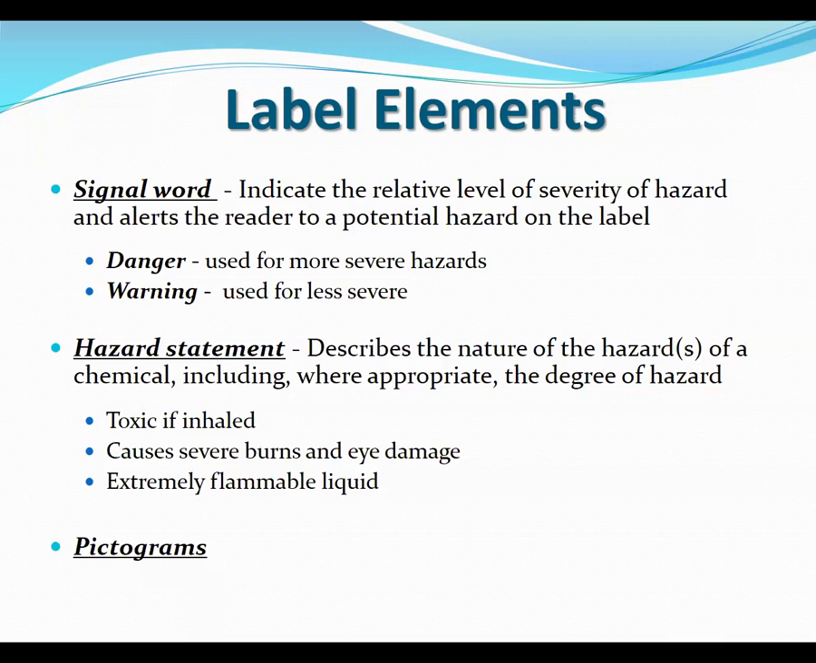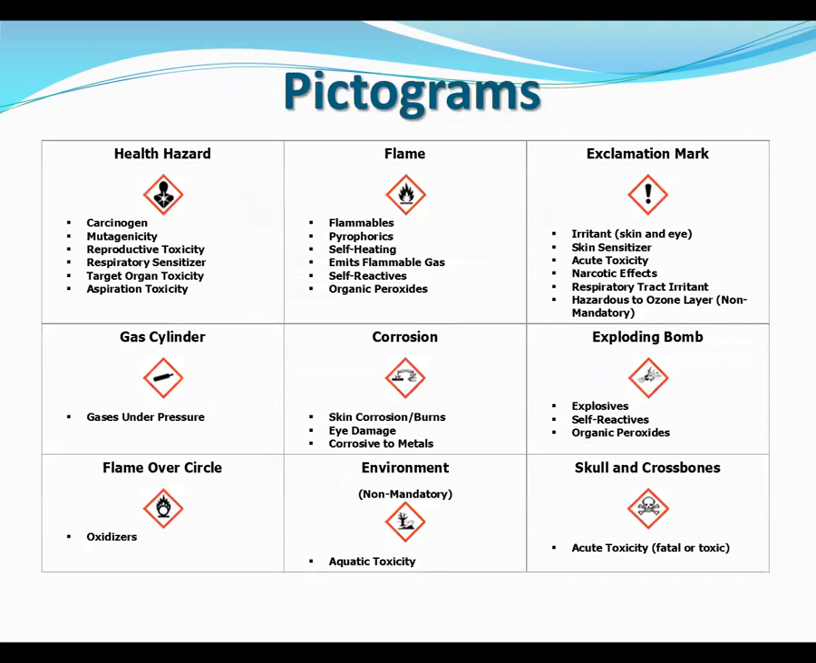Next, we'll go over the pictograms. We've touched base on most of these. I'll give you a diagram that includes all of the ones that you would see on a label. The top left are your health hazards. That's the red diamond with the human silhouette and star on the chest. Again, that's carcinogens, mutagenicity, reproductive toxicity, respiratory sensitizers, target organ toxicity, and aspiration toxicity.